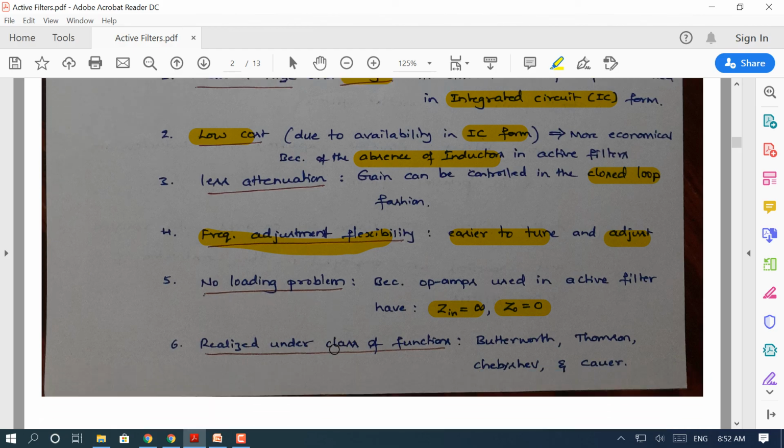Active filters are realized using functions such as Butterworth, Thomson, Chebyshev, and Cauer filters. We'll study them in detail. Basically, these are the important functions we use in active filter design. In our discussion, we use mainly the Butterworth filter, and the remaining filters we rarely use. So these are the functions we can use in the design of active filters.